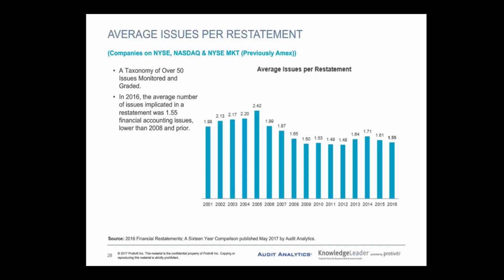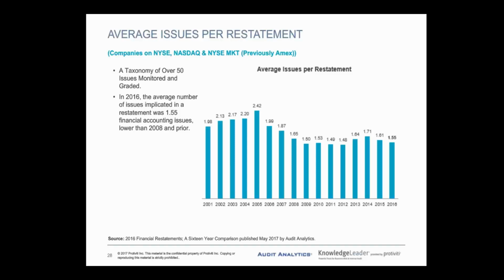So really this chart here is of those 24 major issues we've identified, how many of them are included on average within each financial restatement. So simply, this is how many issues a company is stating that led to the financial restatement.